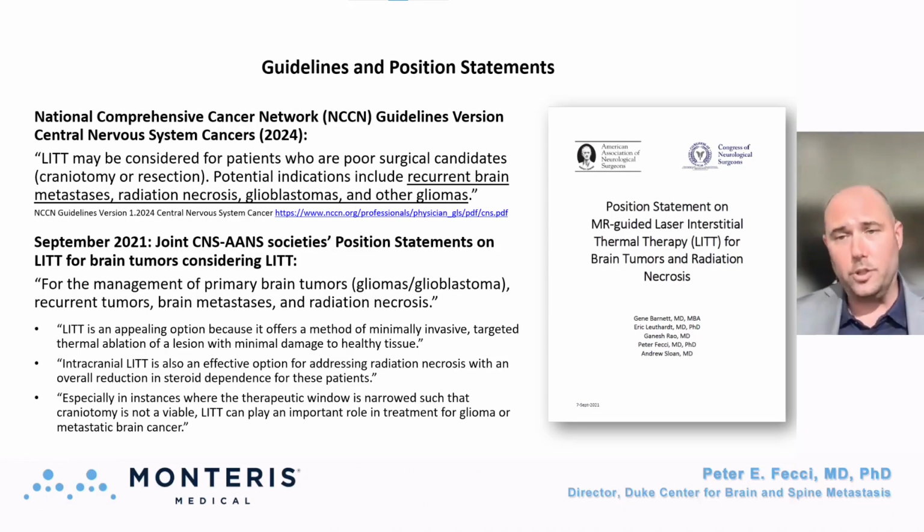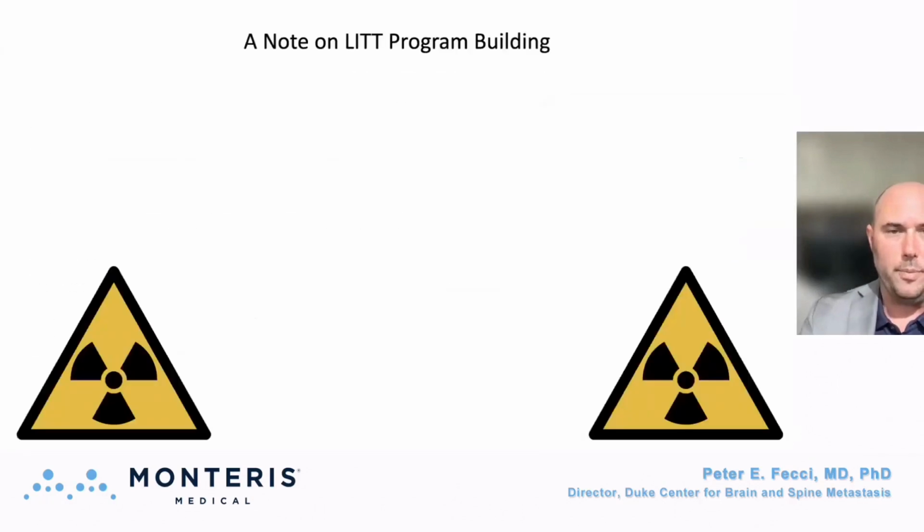As such, this has crept its way into the guidelines being offered by both the AANS-CNS from the joint section, as well as the NCCN guidelines, which now include this as indicated in recurrent metastases, radiation necrosis, and recurrent glioblastoma, in patients who may otherwise be not outstanding open surgical candidates. But again, the AANS-CNS has also issued a position statement endorsing this in essentially similar scenarios, and not surprisingly, I'm an author on that statement, and of course, I'm an advocate in using this in the correct patient population.